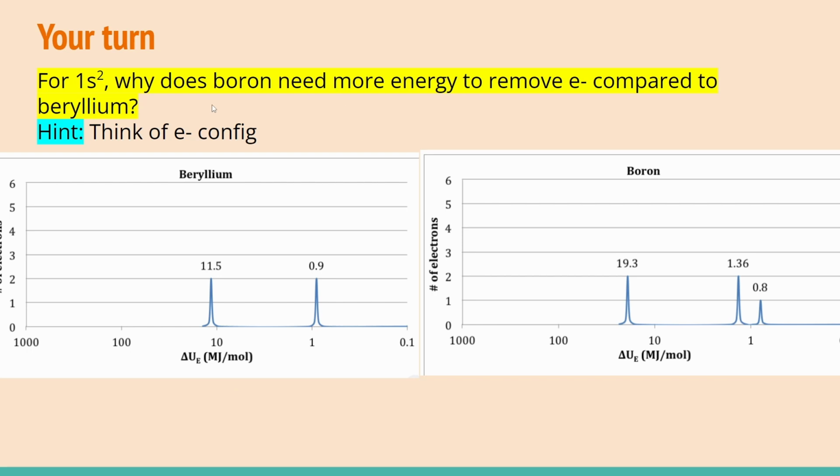So why does boron need more energy to remove electrons compared to beryllium? Because remember, this x-axis is talking about the amount of energy involved. So you can see here boron is 19.3 versus beryllium is 11.5, and you can see here and here there's more. So think about it first. Your hint is electron configuration. So think about it, and then I'll talk about it.